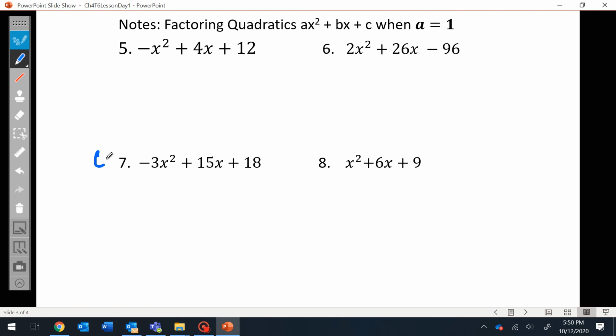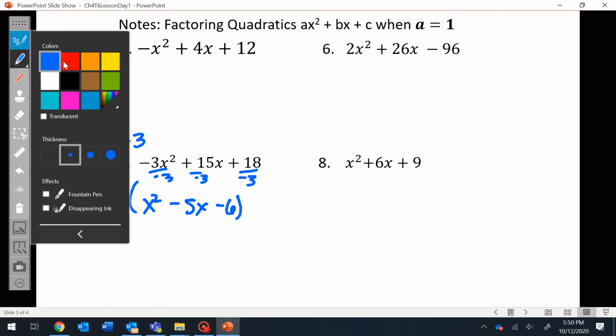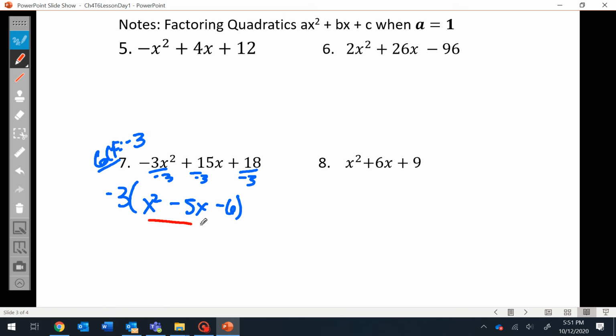Number 7, the GCF would be 3, but it starts with a negative, so it's -3. So I'm going to factor out a -3, which means dividing each of these by -3. So I have x squared minus 5x minus 6. Now I want to factor this, x squared minus 5x minus 6, where a is 1, b is -5, and c is -6.